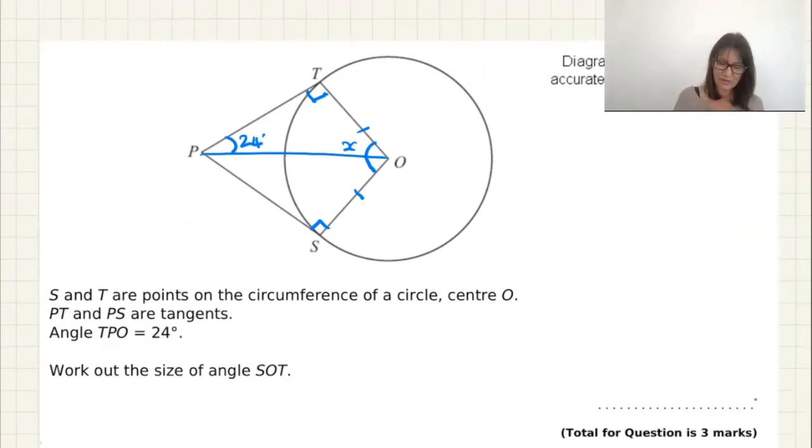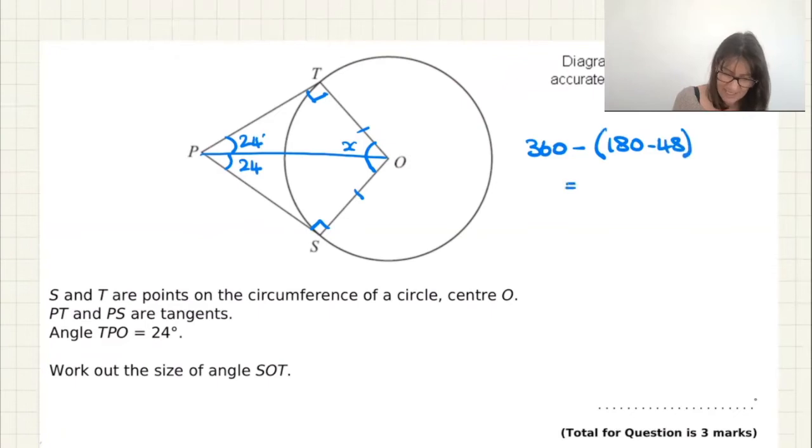Okay, I'm going to do the 360, I think. So I'm going to say I've got a kite, a quadrilateral. I'm going to do 360. I'm going to take away the two 90s, which is obviously 180. I'm going to take away, there's another 24 there, so I'm going to take away 48. And that is going to give me 132 degrees, which is my answer. Nowhere does it ask me to give reasons, so I haven't done that. All right, so if you've got 132, then super duper.